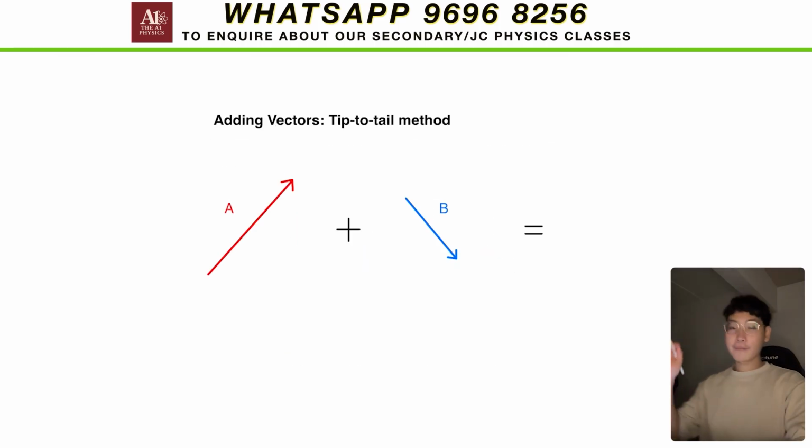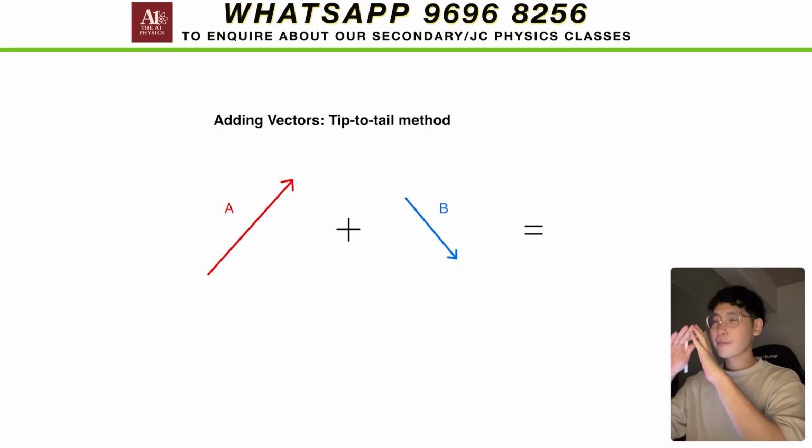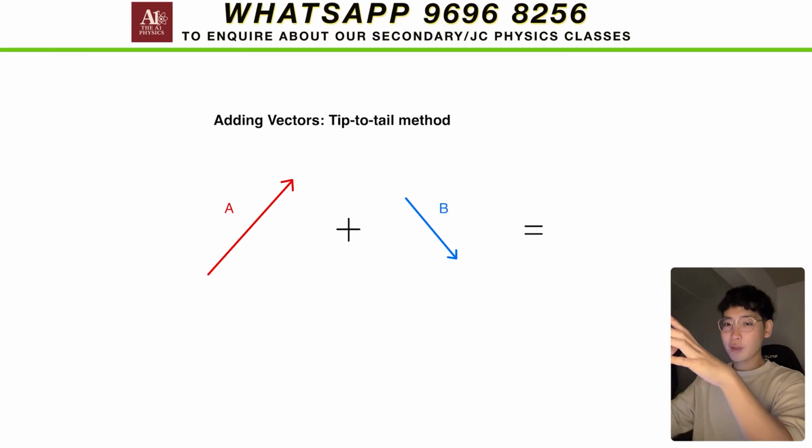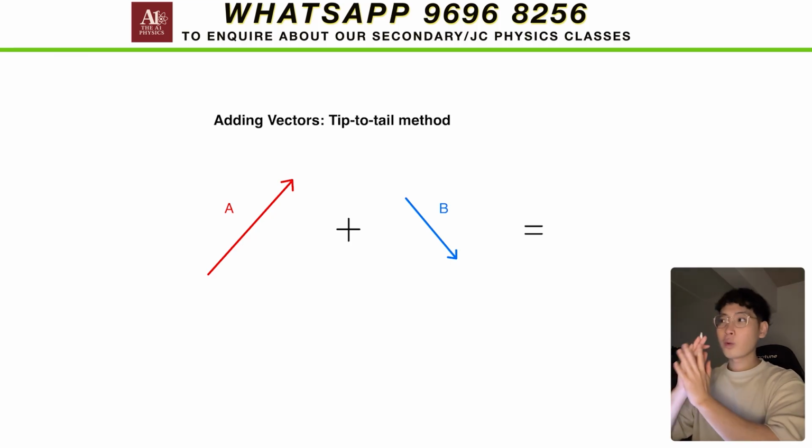Now let's cover adding vectors. This one is the most fundamental part of JC physics. We're going to recap what we learned in secondary school, which is how to add vectors using the tip to tail method. In this example, we have two different vectors, A and B. We want to add these two vectors to find the resultant of the two vectors.